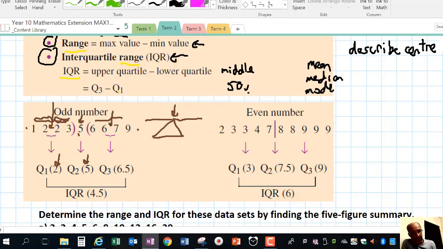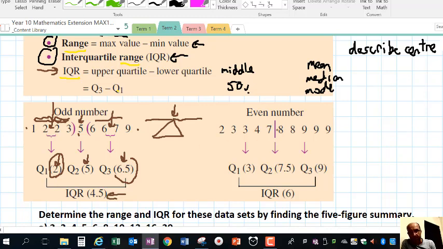Now we need to find the middle of the upper set. That'll give us Q3, the upper quartile, and that is halfway between 6 and 7, which is 6.5. So to get the IQR, we go upper quartile minus lower quartile. So that's 6.5 minus 2, which is 4.5.